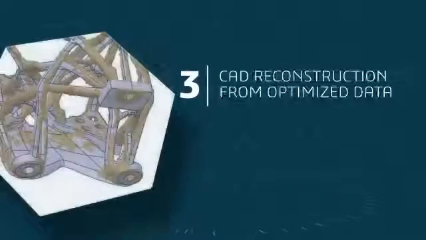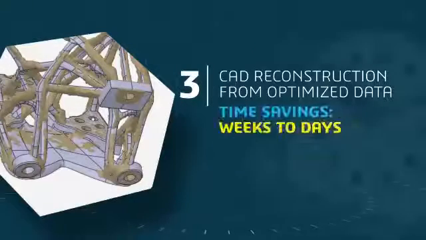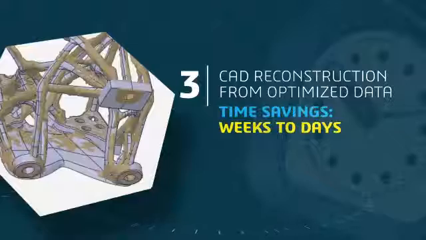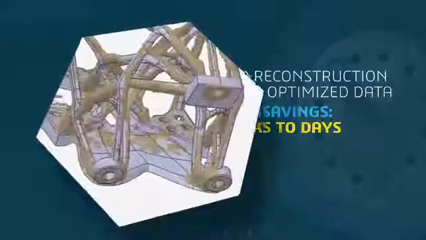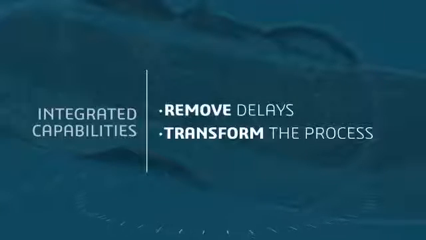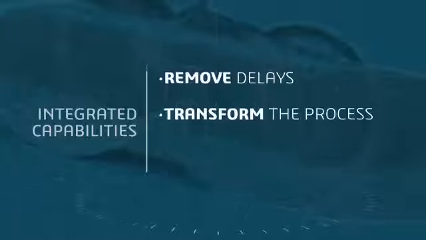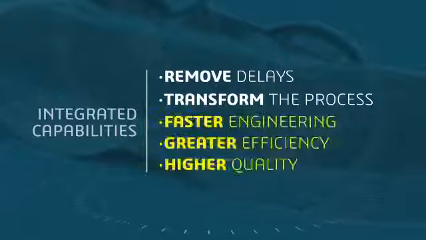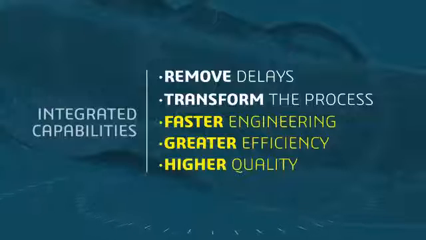And how we change the game in CAD reconstruction for optimized topology by doing in days what previously took weeks. CATIA brings a powerful set of integrated capabilities which remove these delays and transforms the process. This means faster engineering that's right the first time with greater efficiency and higher quality. Let's look at each of these processes in detail.